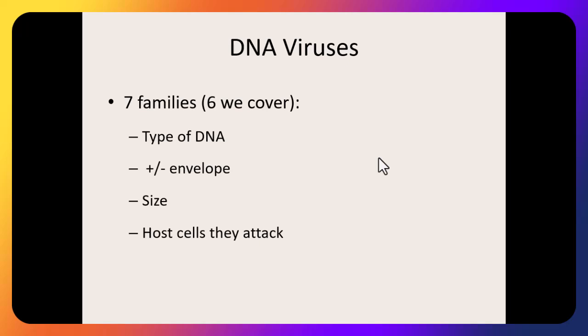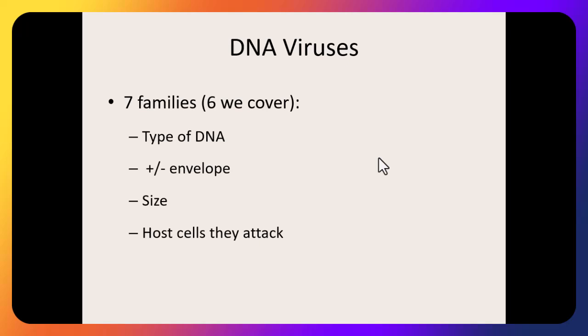So out of the DNA viruses, there are 7 families. 6 of them we cover because I fully expect you to see some of these or have already seen and had them yourselves. Again, they're all grouped together based on what kind of DNA they have. We can also group them based on whether they have an envelope or not. Having an envelope is not a requirement for a virus. If they have them, we call them enveloped viruses. If they don't have an envelope, we call them naked viruses.